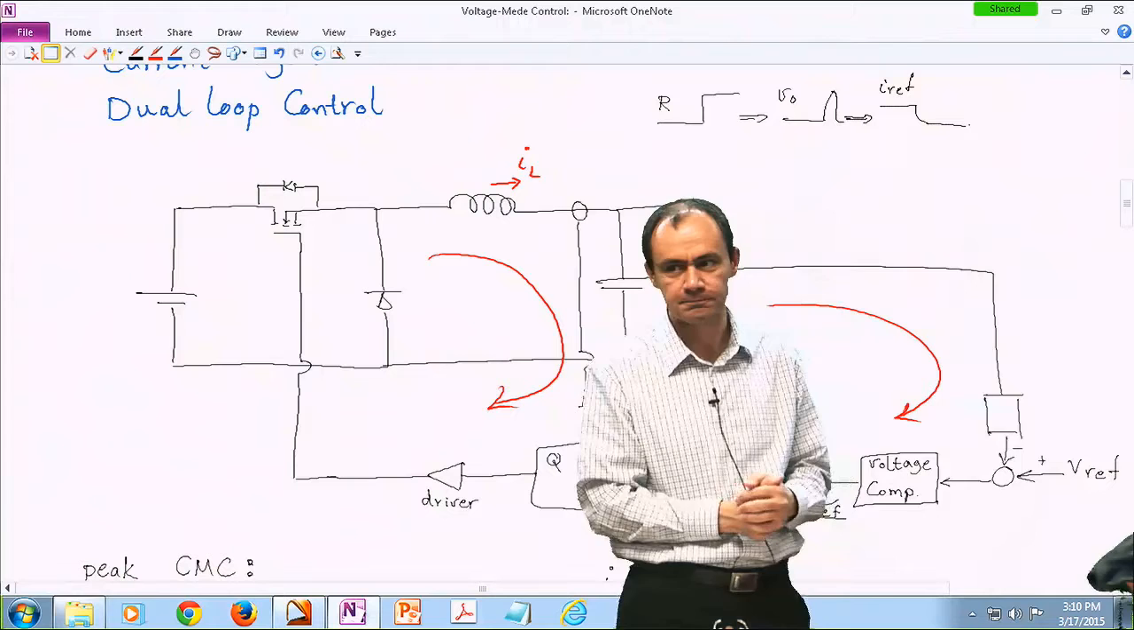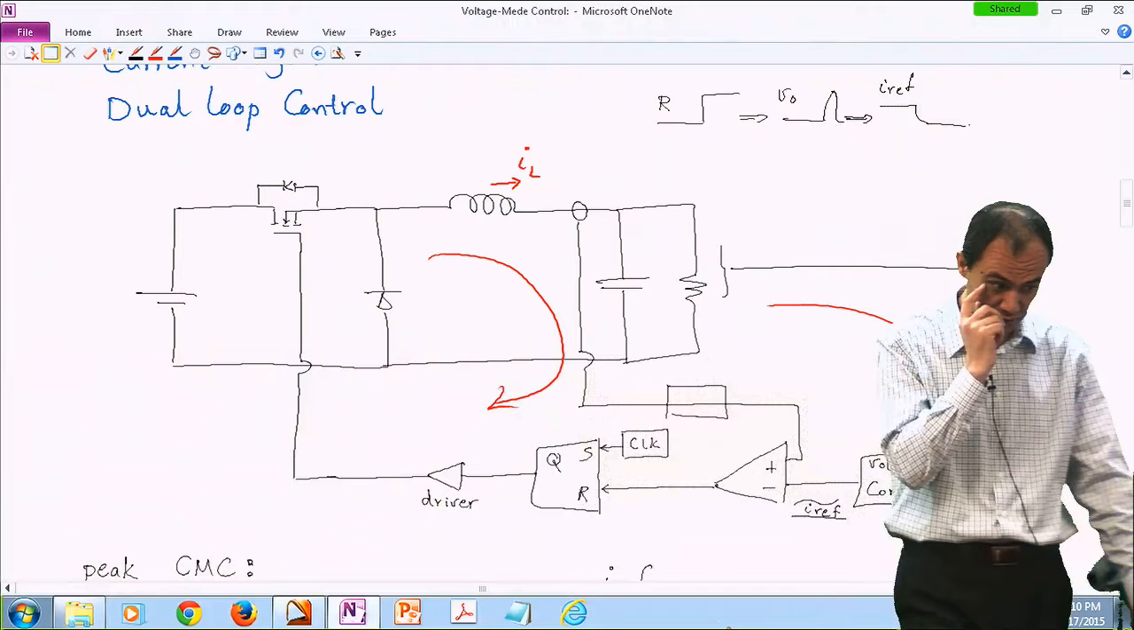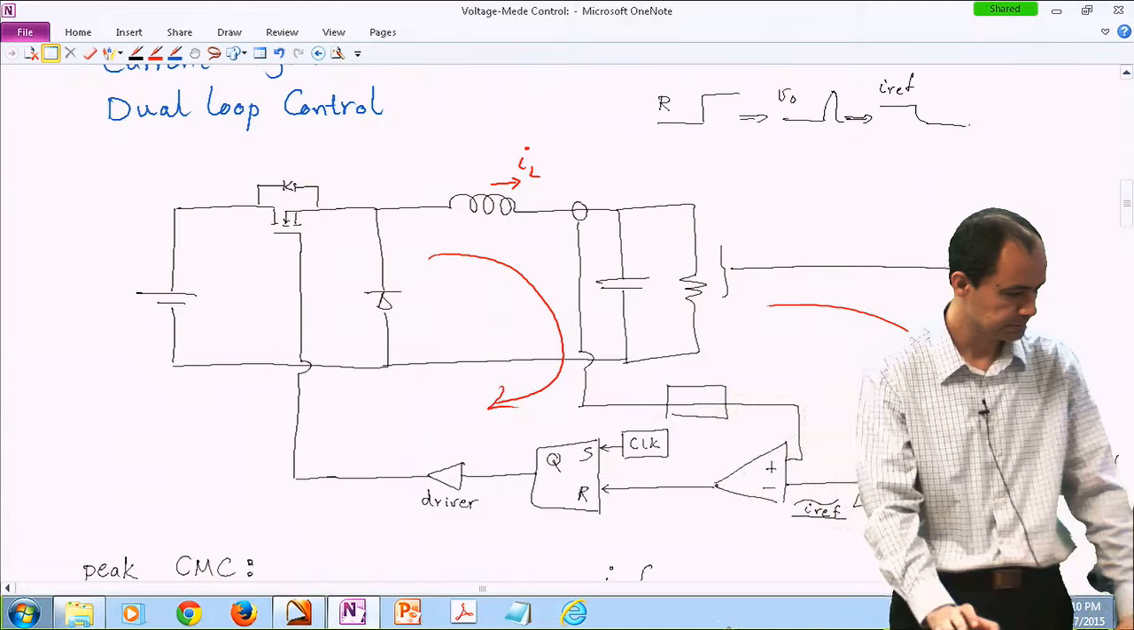We actually have a simulation file. You can remind me next time that I have the simulation file with me. I'll do a step change in the load resistance so you can see how it happens in the system. All right, other questions?